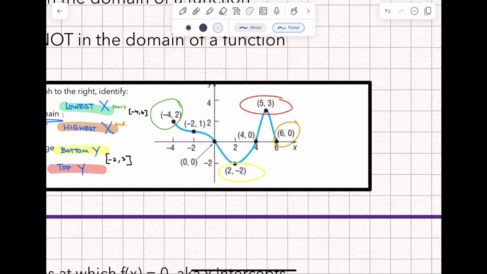To determine a function based on its graph, we use the vertical line test. If the vertical line intersects the graph only once, it's a function. If the vertical line intersects the graph at more than one point, it's not a function.